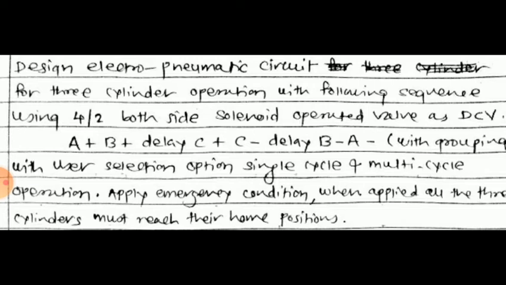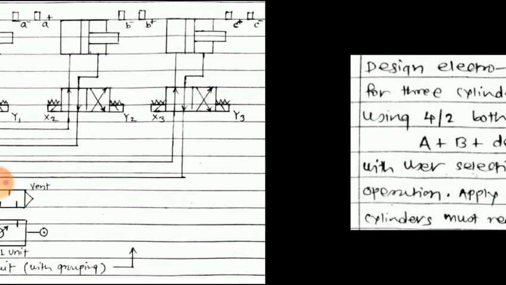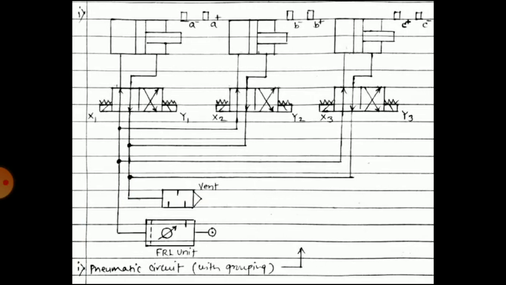So it is A plus, B plus, delay, C plus, C minus, delay, B minus, A minus, with user selection option, single cycle and multi-cycle operation. Now, first draw the pneumatic circuit with grouping. With grouping means only one power pack is used to operate all the three cylinders. That is called a with grouping circuit.